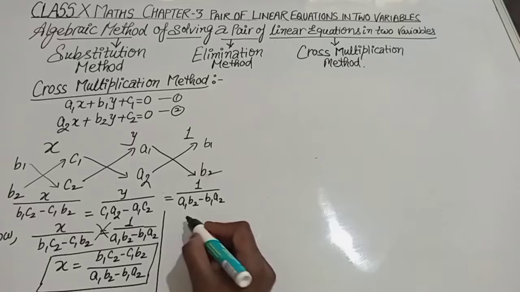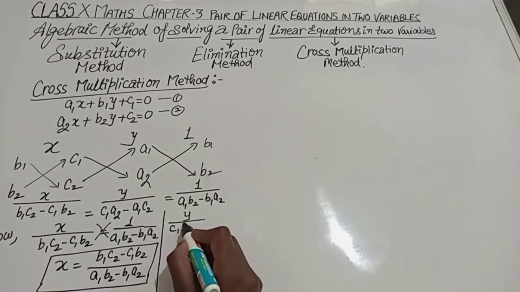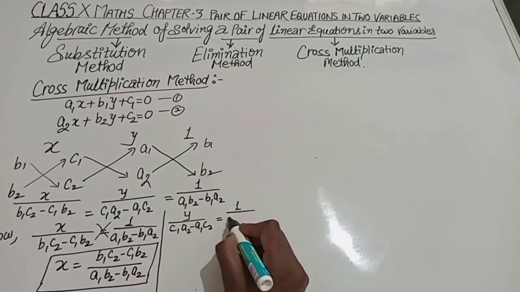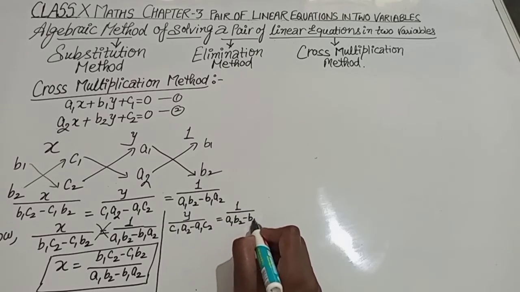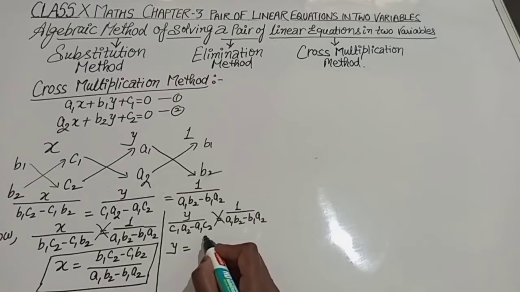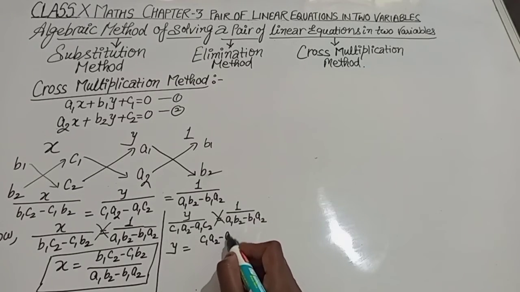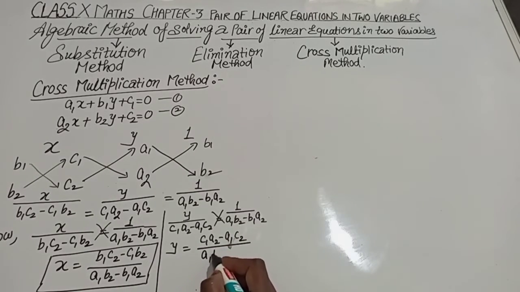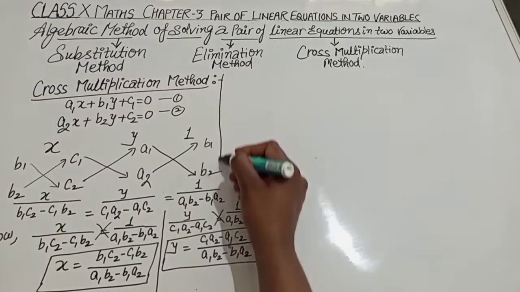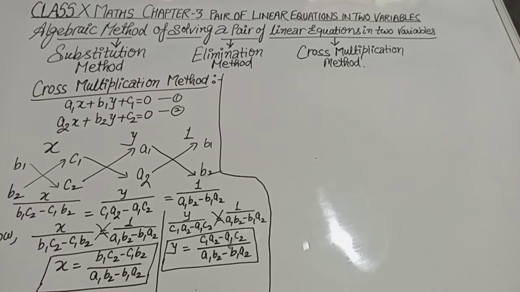Okay, next one, y upon c1 a2 minus a1 c2 is equal to 1 upon a1 b2 minus b1 a2. By cross multiplication, y is equal to c1 a2 minus a1 c2 upon a1 b2 minus b1 a2. This one is our y, and that one is our x. Okay, we have got the values of x and y by this method.